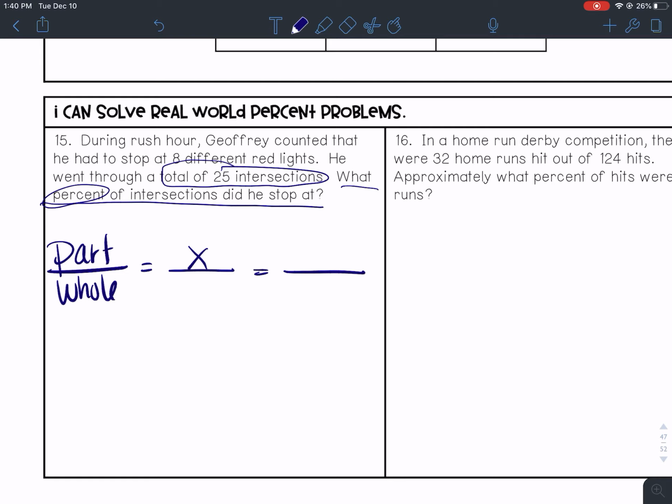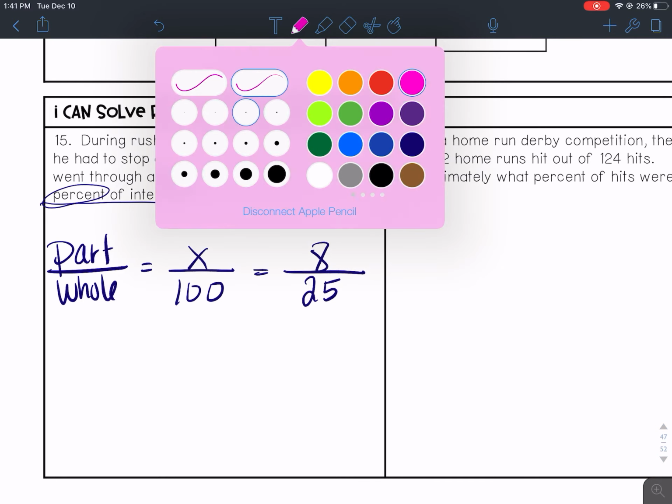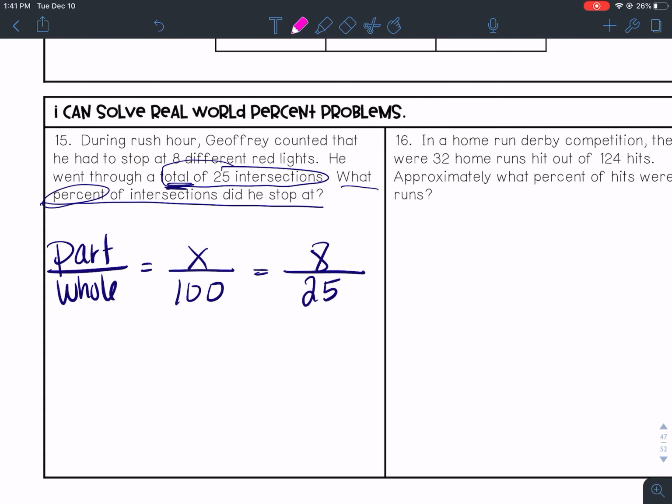Okay, so 8 different red lights. He went through a total, keyword, of 25. So I know 25 is my whole. Put this over 100. And my part is 8. Now I've got to go ahead and do my butterfly. You could do your butterfly, or some of you guys might notice the 25 to 100 rule. You can do that. But I'm going to do the butterfly for those of you that can't see that right away.